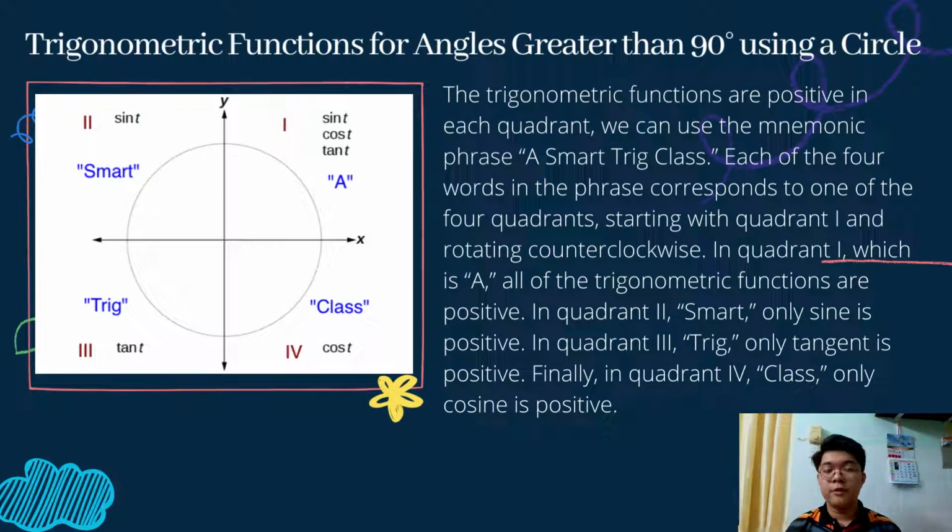For trigonometric functions for angles greater than 90 degrees using a circle, we look at where the functions are positive in each quadrant. Thus, we can use the mnemonic phrase "A Smart Trig Class". Each of the 4 words corresponds to one of the 4 quadrants. Starting with quadrant 1 and rotating counterclockwise, in quadrant 1, which is A, all of the trigonometric functions are positive. In quadrant 2, smart, only sine is positive, in quadrant 3, trig, only tangent is positive, and finally, in quadrant 4, class, only cosine is positive.